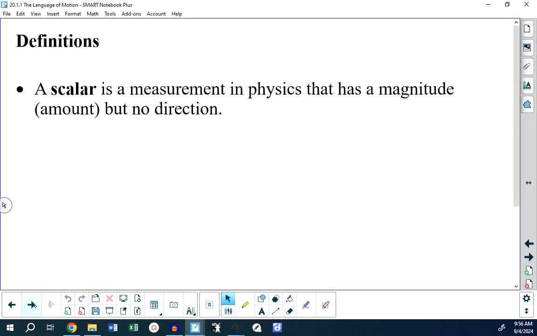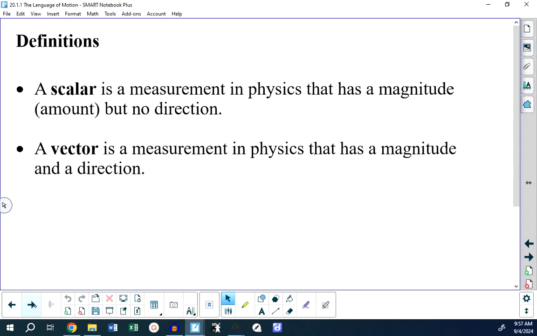So to begin with, a scalar is a measurement in science or physics that has a magnitude. Now, people get confused by the word magnitude. Magnitude can be thought of as amount. It's the numerical part of the measurement. It's the size of the measurement. But a scalar has no direction. A vector, on the other hand, is something that has a direction, but it also has a magnitude. So it has a number, but it also has a direction associated with it.